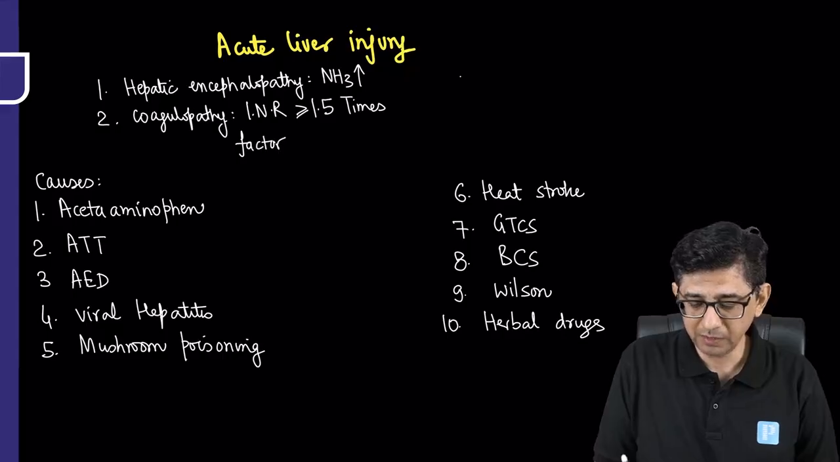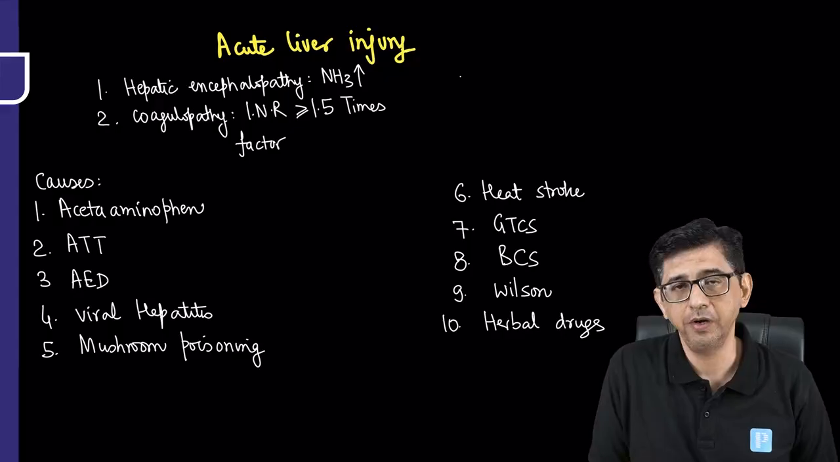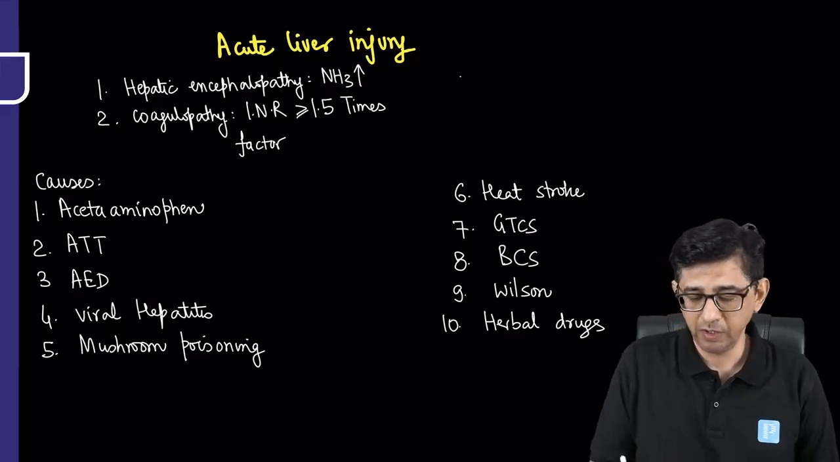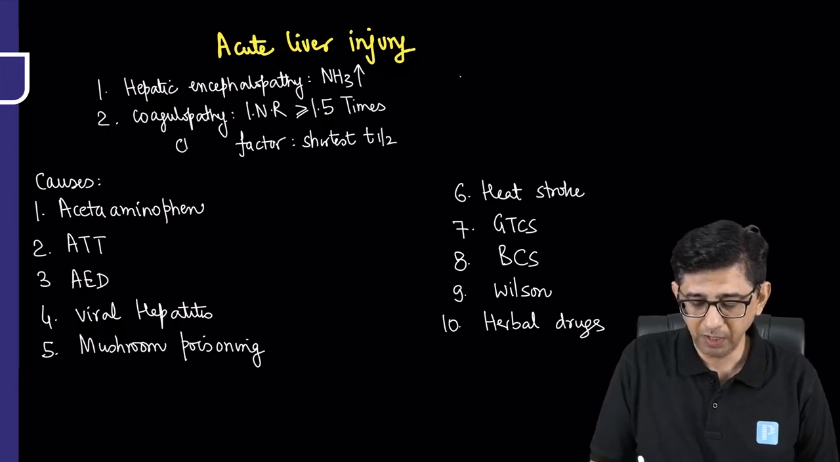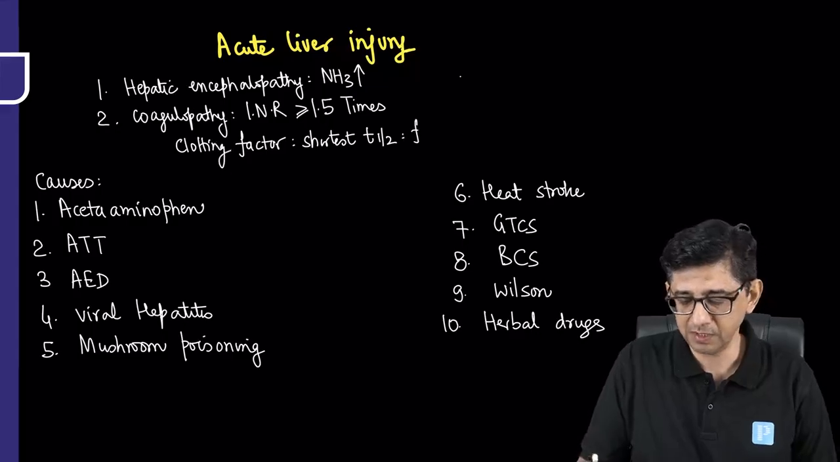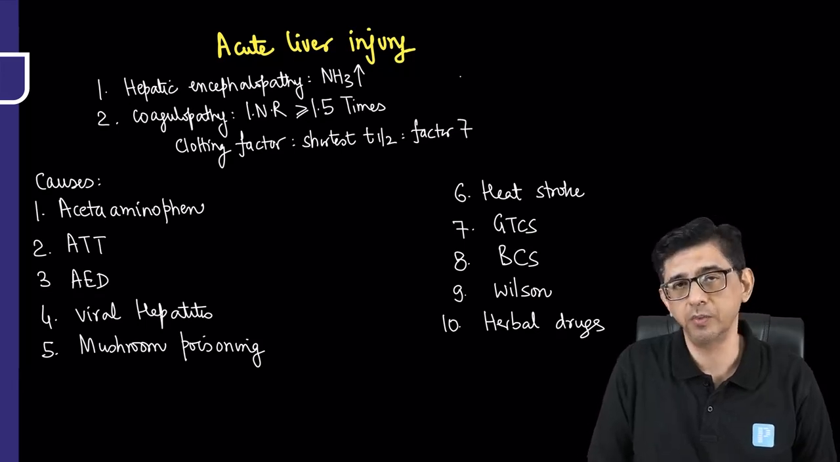Because prothrombin time/INR is dependent on factor 7. And if they ask you which clotting factor has the shortest half-life, I'll repeat my statement once again. If they ask which clotting factor would have the shortest half-life, then you are aware from your basic sciences classes that factor 7, which decides prothrombin time/international normalized ratio, is the one with the shortest half-life.